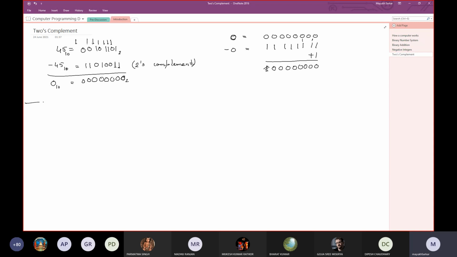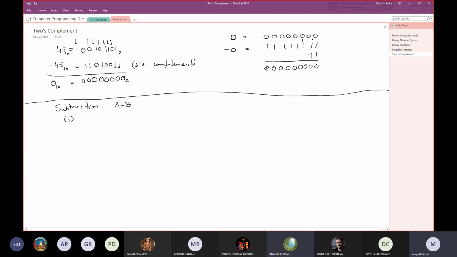Now let's see how eventually subtraction, say I'm doing the subtraction a minus b, is a two-step process. Subtraction, sir, eventually is addition.